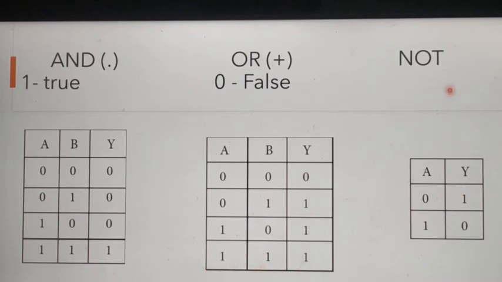Next one is the NOT gate. NOT is negation. If the input is true, our output is false. So this will just negate our input. Here we have only a single input and a single output. If the input is true, our output is false. If the input is false, our output will be true.